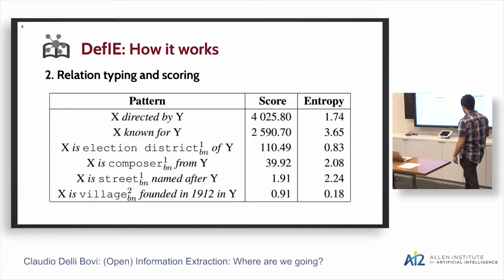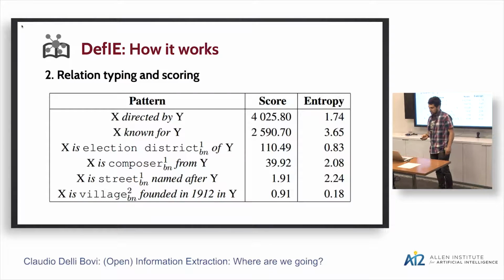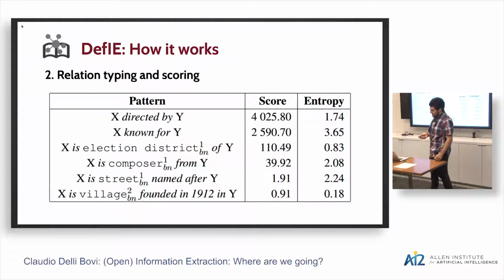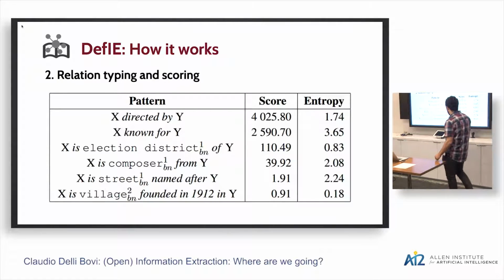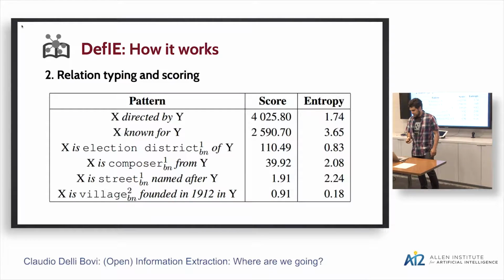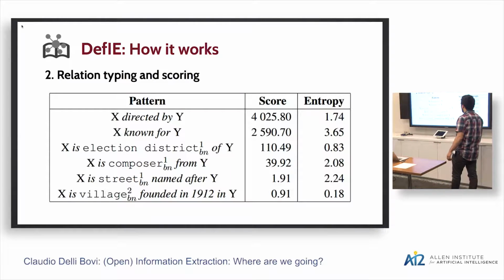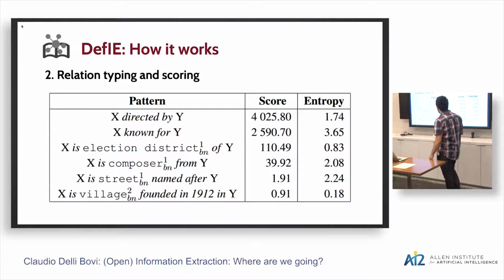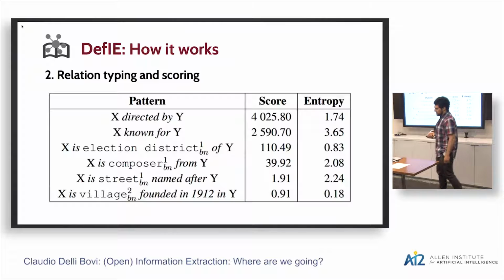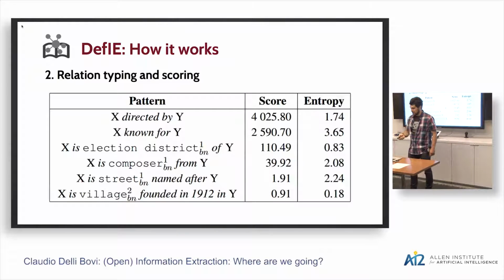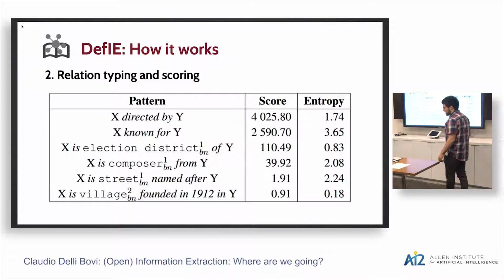Here's an idea of how the scoring works. For instance, if you look at the first relation, X directed by Y, it has presumably many extracted instances, all definitions of movies. I expect it to have a reasonably low entropy, because X in this case should be a movie and Y should be a director. And it's also fairly short as a pattern. It's only two tokens. But then you have a pattern like X known for Y, which is well defined, but X and Y could be anything, and so you have higher entropy, as you see in the third column.